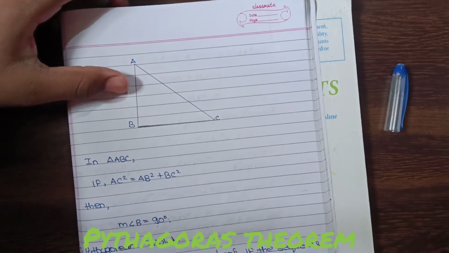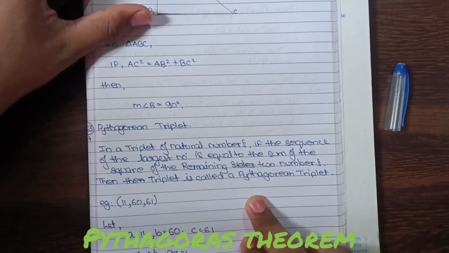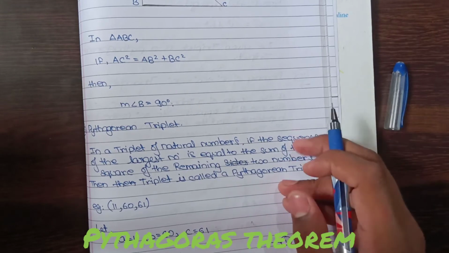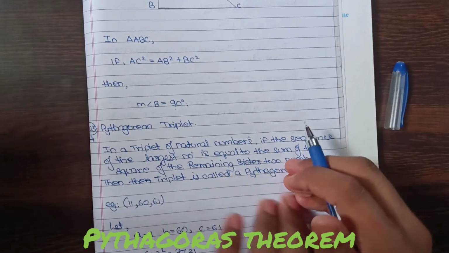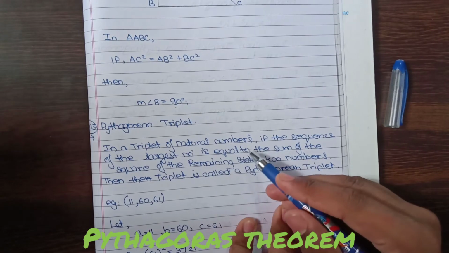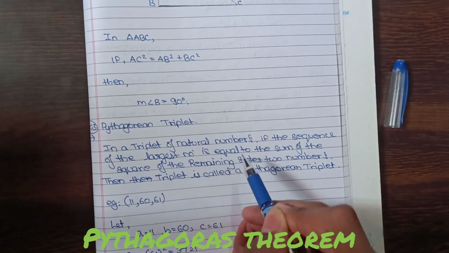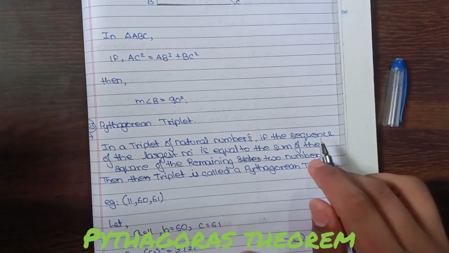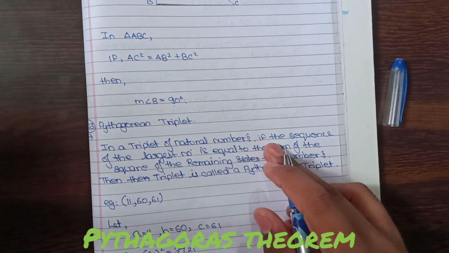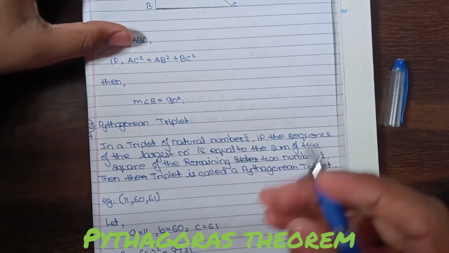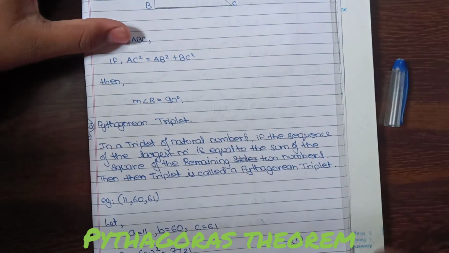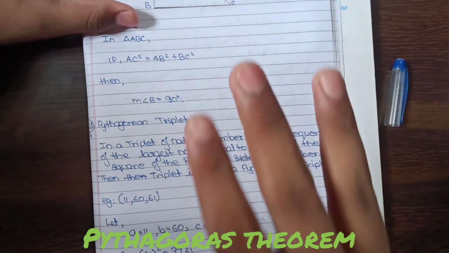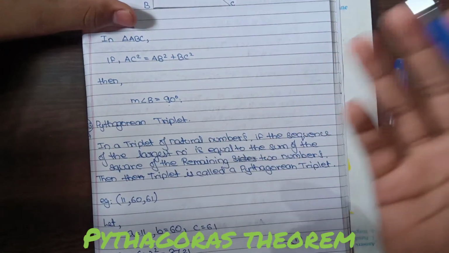Now let us see Pythagorean triplet. So what is a Pythagorean triplet? In a triplet of natural numbers, see one more thing, it is only a triplet of natural numbers and not of integers. So in a triplet of natural numbers, if the square of the largest number is equal to the sum of the squares of the remaining two numbers, then the triplet is called a Pythagorean triplet. Now I'll explain it to you in easy words. A triplet means a combination or a group of just 3 numbers. They can be any numbers, they can be 100, 200, 300.